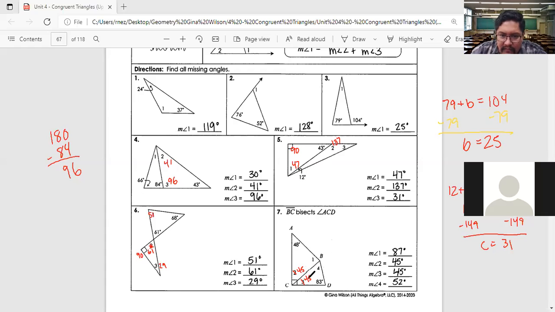So 45 and 83, and this last angle must add up to 180. And it looks like the only way to get that would be to make it 52 degrees. And then here again, 180. So 45 plus 48 would be 93, and then I'd have to subtract that from 180, so that would be 87.